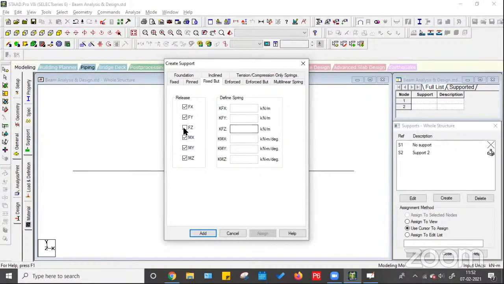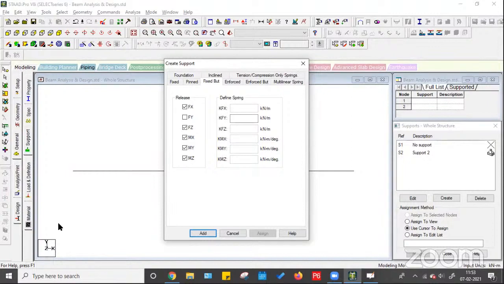So we should not keep FZ unchecked. We should actually keep FY unchecked like this. Okay. So FY should be unchecked, not FZ, because Y is the vertical one. And if you remember, in a roller support, vertical direction is the only restraint, the only support, you can say.